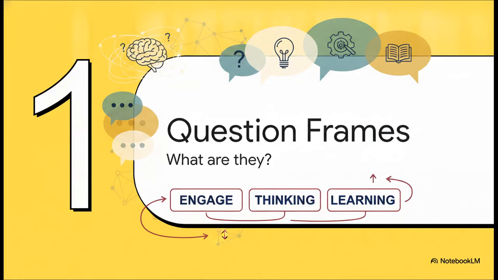Okay, moving to section 1. What exactly are question frames? Well, to really get this, we have to shift our mindset a bit. We have to remember that questioning isn't just a sneaky technique to check if our students actually did the reading. It is a vital, non-negotiable way to engage them in active learning. It's how we move them from passive listeners to active thinkers.